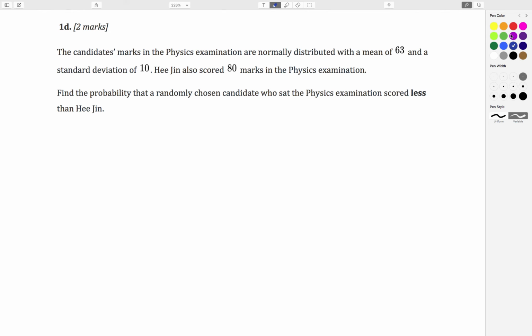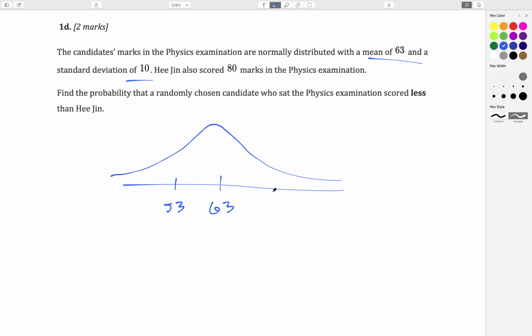Now we're told that the candidates for their physics examination have a mean of 63 and standard deviation of 10. Heejin also scored 80 marks in this examination. We want to find the probability that somebody chosen at random scores less than Heejin. So we have a new normal distribution with mean 63, standard deviation of 10, meaning that this is 53 and this is 73. Heejin scored an 80.